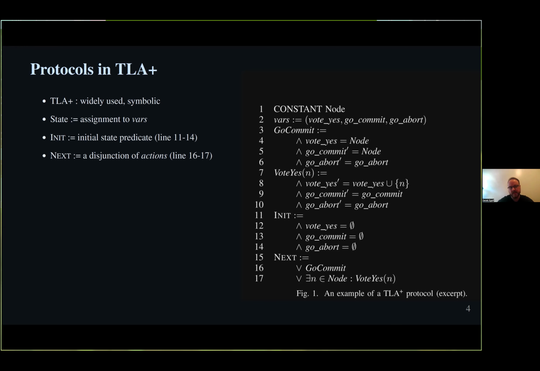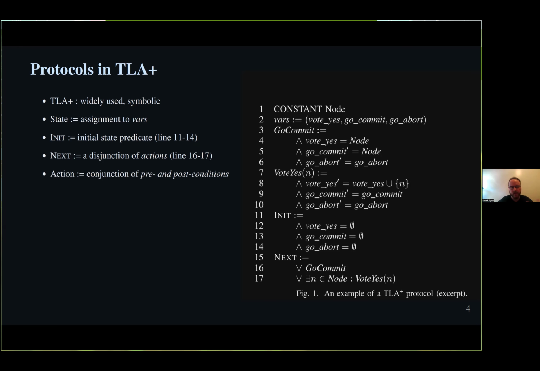There's also a next state predicate. This is typically represented as a disjunction of actions. So on line 16, we see this action go commit. And then on line 17, we see this family of actions, one for each node participating in the protocol, the vote yes action.